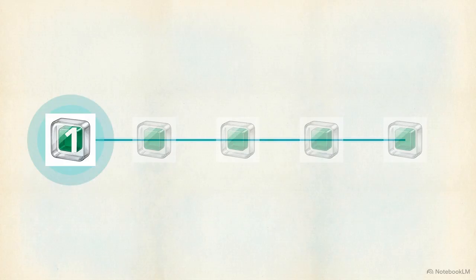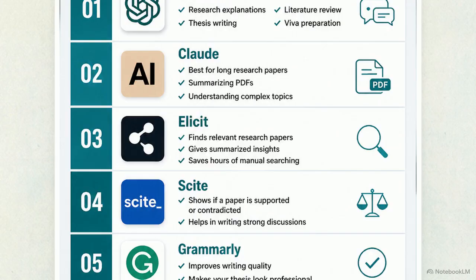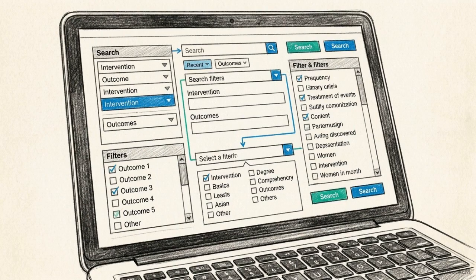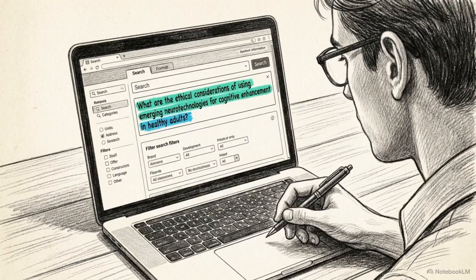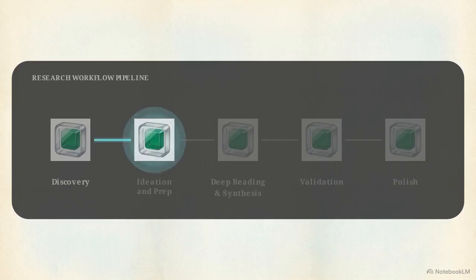Node 1 is discovery. As detailed in this tool breakdown, Elicit is built specifically to find relevant research papers and save hours of manual searching by directly scraping verified academic databases. The trade-off is its rigid interface. Elicit is a highly focused search engine, meaning it is not designed for broad, open-ended brainstorming. That limitation brings us to Node 2 of the pipeline, ideation and prep.